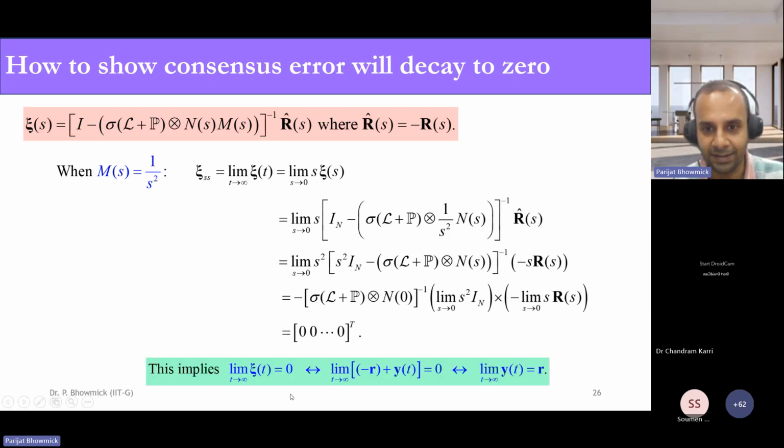This is the thing I was explaining: limit t tends to infinity, xi of t equals 0. That gives minus of r, which means r hat, which is the actual reference, because I already mentioned that for a positive feedback scheme, if you want to achieve the true or faithful tracking, you have to negate the reference signal. So minus of r plus y equals 0. Now y will go to r. So theoretically we can prove that the consensus error will go to 0.